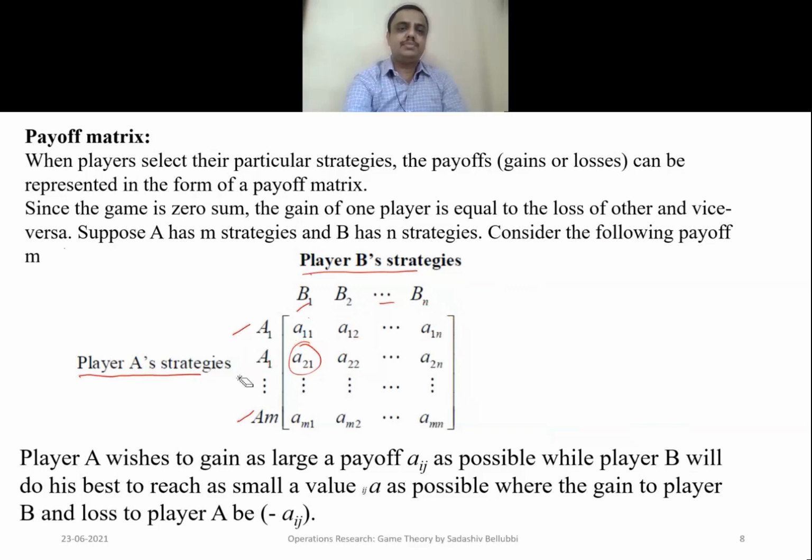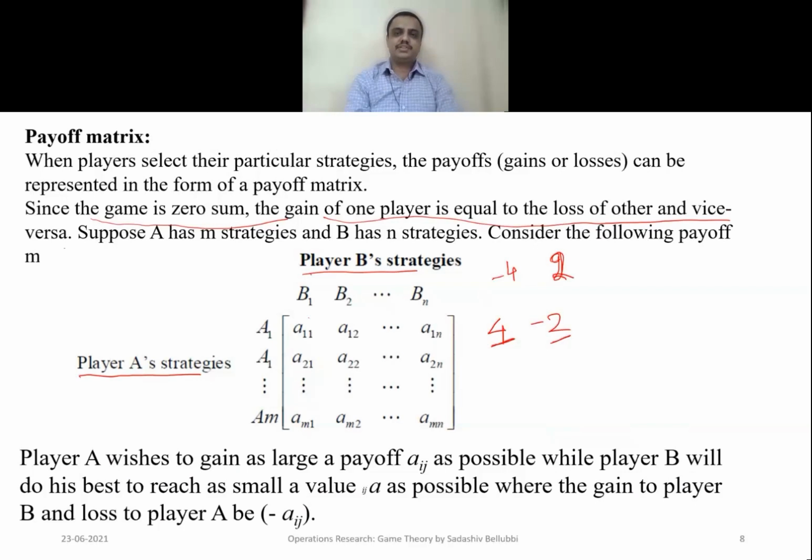For example, a11 is 4 and a12 is -2. It means that from strategy A1, player A is gaining 4 points, whereas player B is losing 4 points. And -2 means player A is losing 2 points, whereas player B is getting 2 points, because this matrix always belongs to player 1, the player A in this case. And this is a zero-sum game. Since the game is zero-sum, the gain of one player is equal to the loss of the other, and vice versa.